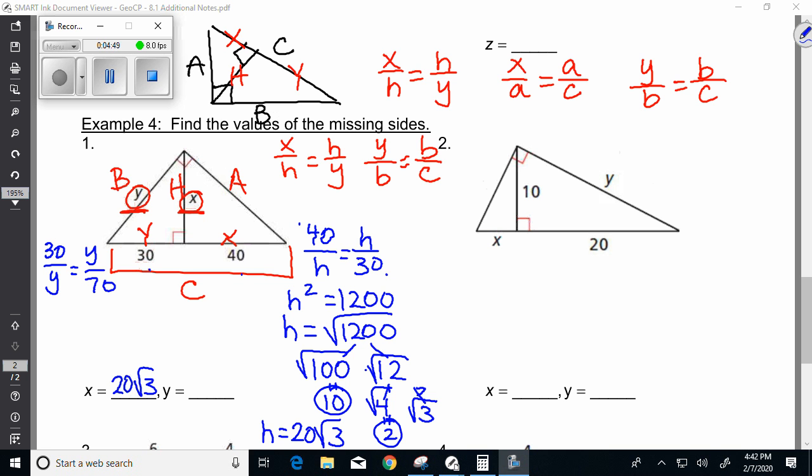So everything's set up. Now we cross multiply. Y times Y is Y squared. 30 times 70 is 2100. Again, we're taking the square root of 2100.